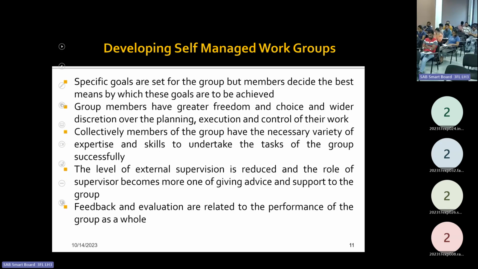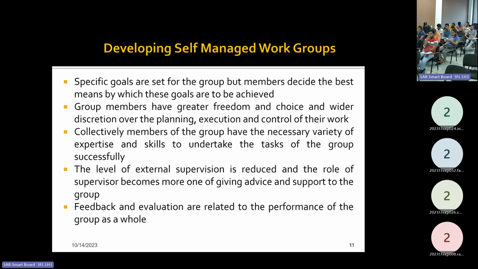These are some other points, extra points to understand how to develop self-managed teams or groups. Number one is providing the tasks or goals clearly to the members. Then only they can decide the best ways of reaching the goals. And second, as mentioned before, the group members or team members have enough freedom to make decisions, to plan, execute, and control their work.